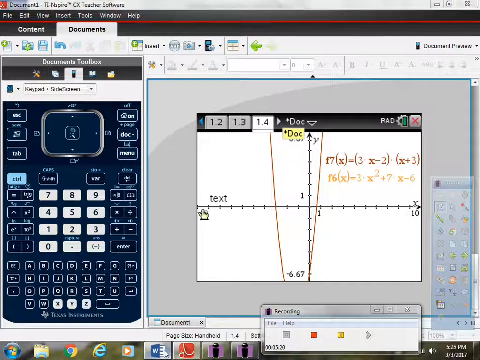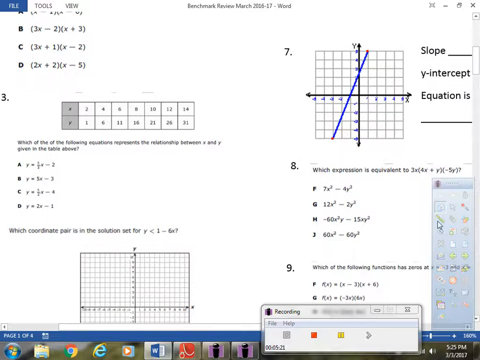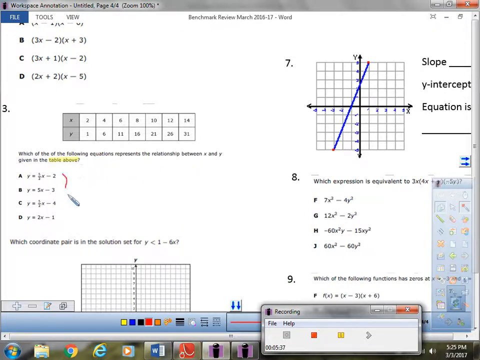Alright, so let's look at question number 3. It says, which of the following equations represents the relationship between x and y given in the table above? So they give you this table, they give you some equations. This is going to be easy. All we need to do is literally just take these, graph each one, and then just do a Control T so that we can look at the table. And then we just have to match. So again, graph, Control T, and then match to make sure that the table in the calculator matches with the table on paper.